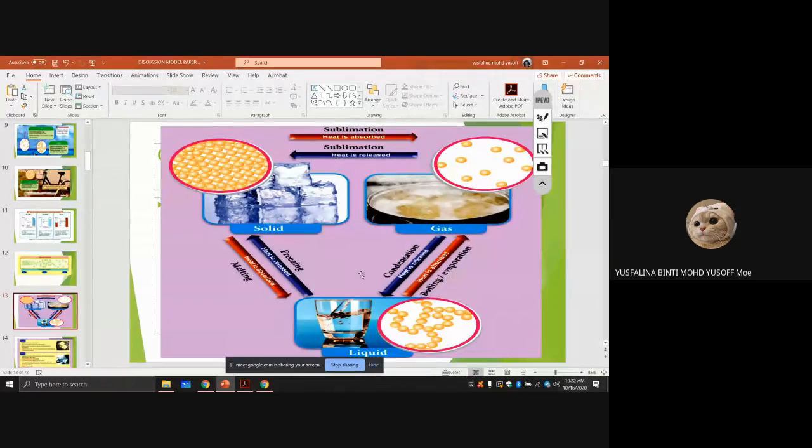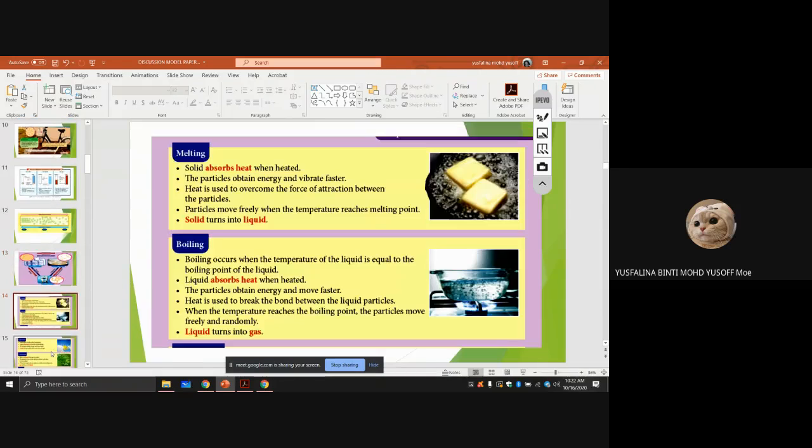So I hope you understand the processes for the change of these three states of matter: solid, liquid, and gas. What is a melting process? The melting process is when a solid absorbs heat when heated. So when you heat the solid, it will melt. Let's say an ice. For this one they use a butter.